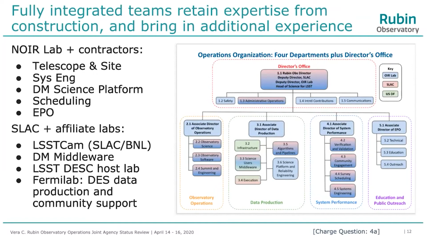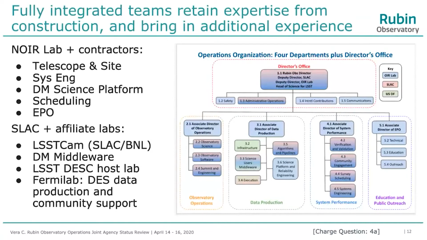So where are the construction folks going in operations? Well, you see here those from telescope and site, systems engineering, DM science platform and algorithms, the scheduling team, the EPO team. They're in the NOIRLab part of the plan. Meanwhile, Slack and its affiliate labs, that's Fermilab and Brookhaven, will provide staff that are coming from the LSST CAM construction project. Also DM's middleware team. There's people, well, one person who comes from the LSST DESC who's now working in operations, that's me. And then Fermilab is providing staff that have experience from DES data production and community support.